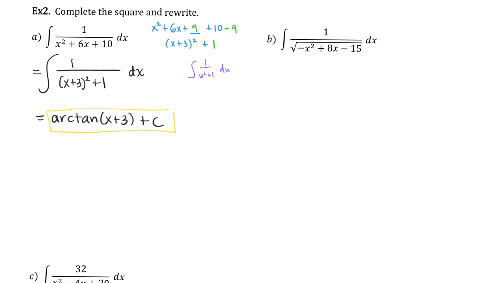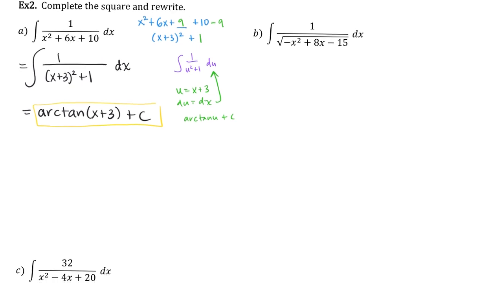Okay, if you would like to do u sub because it still makes you feel more comfortable and you're not totally sure when you can skip it, I would say that u equals x plus 3. So du equals dx. Which means I get up to this point right here. The antiderivative of this is going to be the arctangent of u plus a constant, and I would go back and make my substitution from there. But because I could see what u was and I knew that du was going to equal dx, you could skip it, and it would be a good time to skip it.